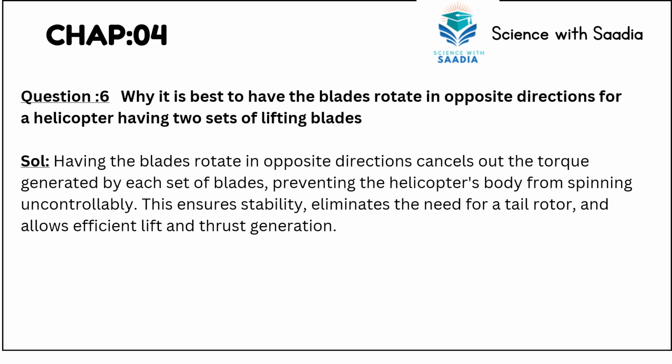So the answer for this is having the blades rotate in opposite directions cancels out the torque generated by each set of blades. If two bodies rotate in opposite directions, they cancel out the torque produced by each other, preventing the helicopter body from spinning uncontrollably.